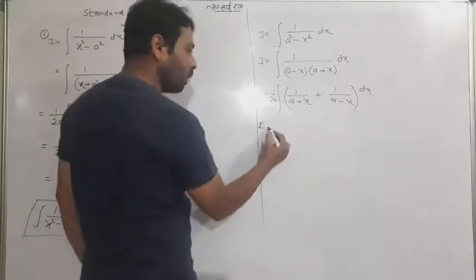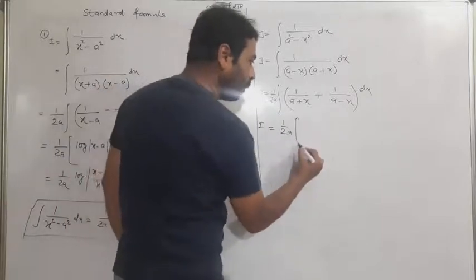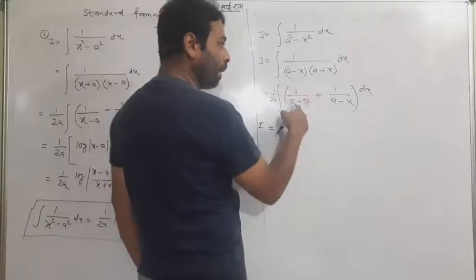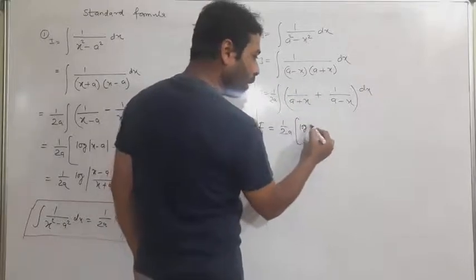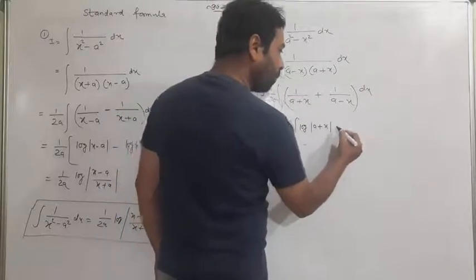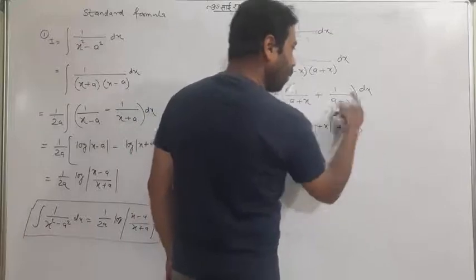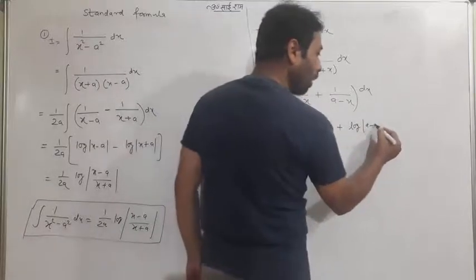Now what to do, student? 1 by 2a. Now you will integrate both of the terms. 1 by a plus x will be log of a plus x, and plus 1 upon a minus x will be log of a minus x.